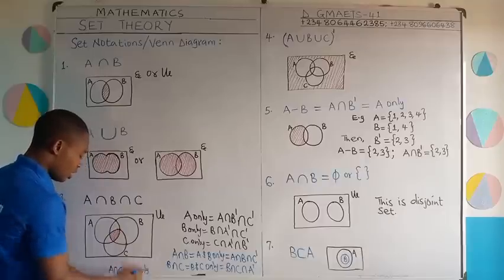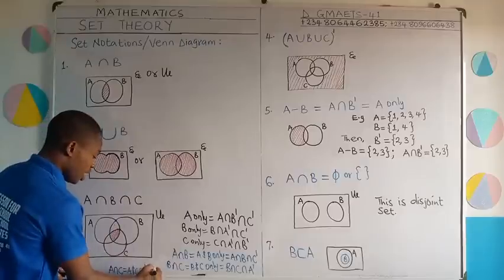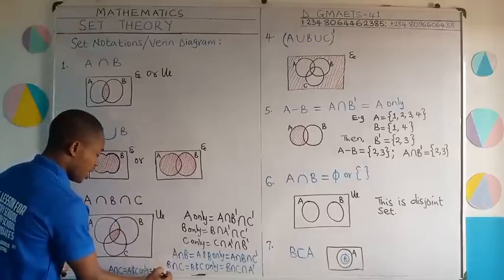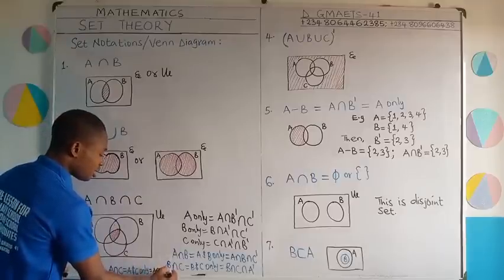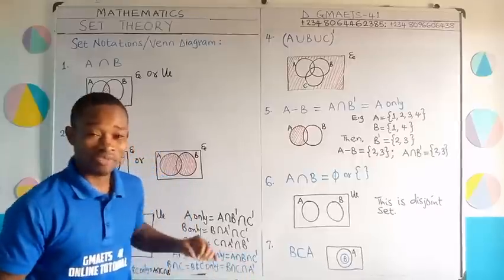A and C only. And what is the implication? It means that this element will be A intersection C and then intersection B complement. It has nothing to do with B. We'll deal with this when solving problems on Venn diagram anyway.